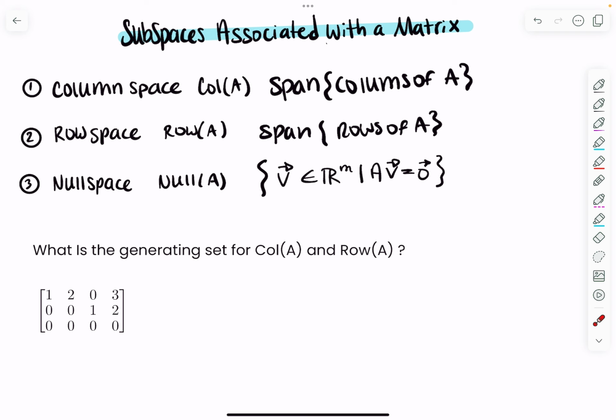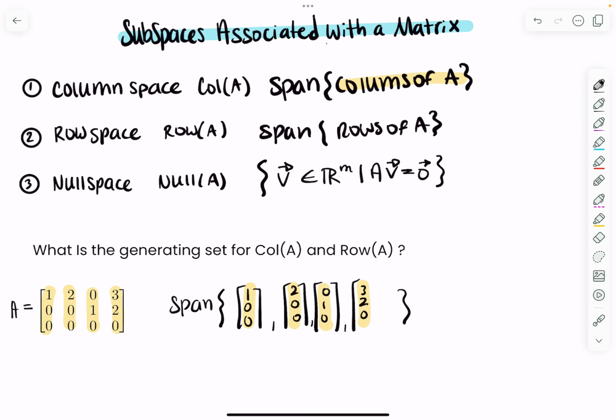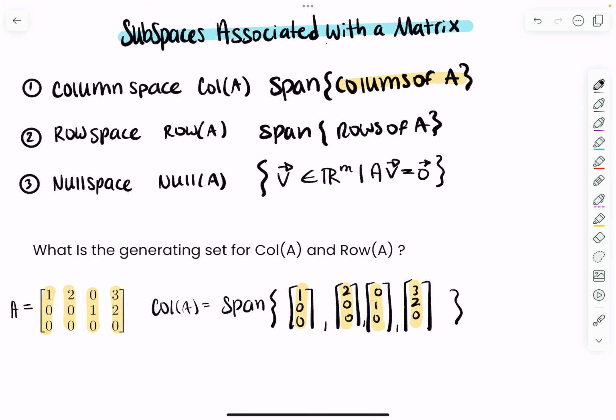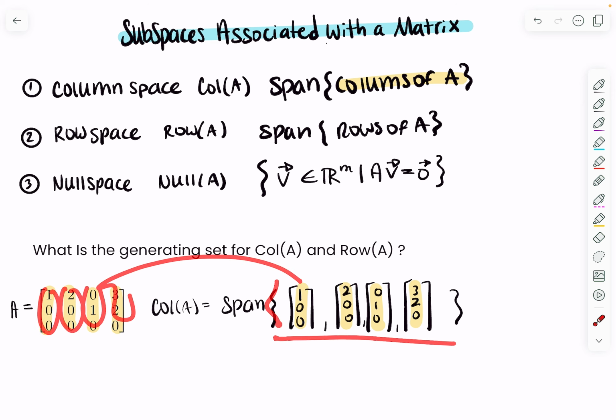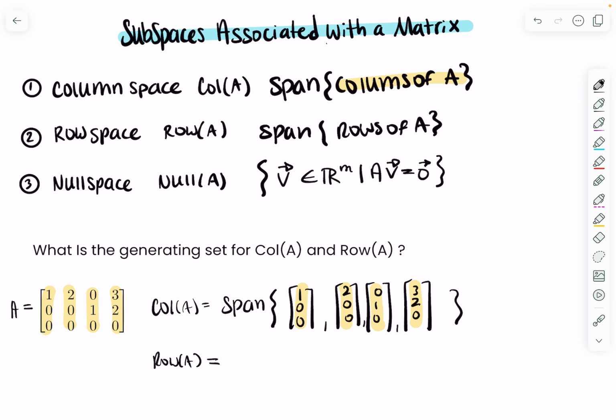Now let's do an example. Let's say that I want you to find the generating set for the column space of A and the row space of A, where A is this matrix. If you go back to your definition, the column space of A is literally the span of the columns of A. You're going to write span, highlight your columns, and put them right here. And these are vectors, so add your little brackets, and that's it. That is literally the column space of A. Just take your columns and put them in vectors inside the span.